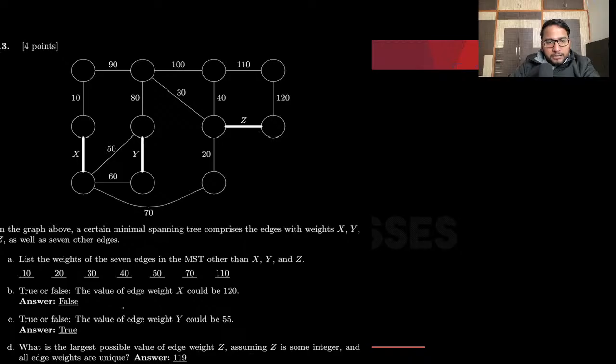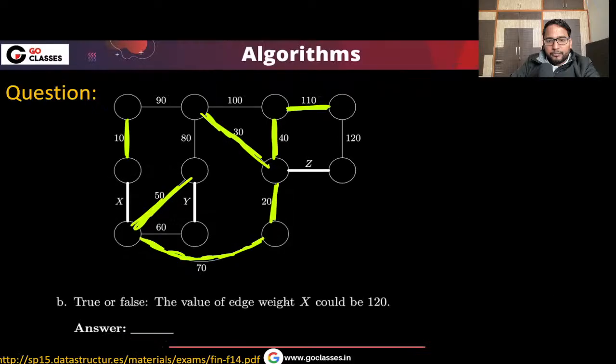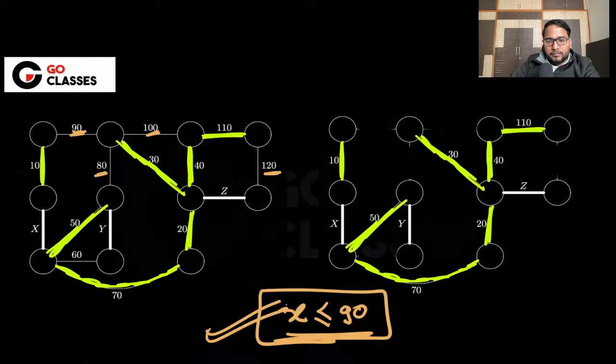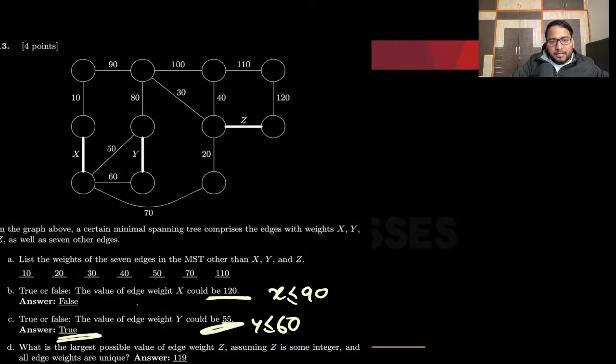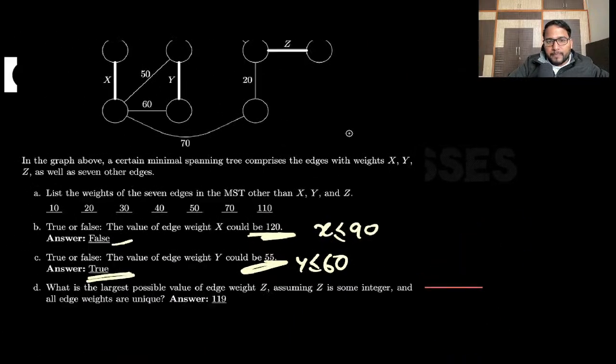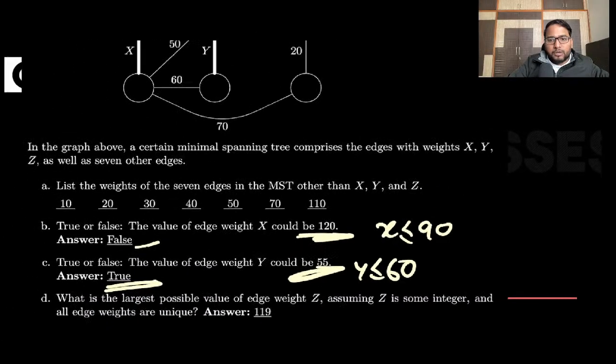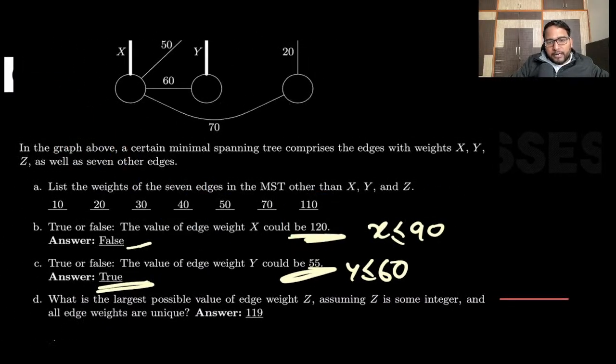So see here, this was false. Why? Because the maximum value of X, we have found out, is 90. So X is less than or equal to 90. Y is less than or equal to 60, right? So this 55 is true. X can be 120? This is false. And the largest possible value, as it is written here, is 119, right? It is 119 only. Let me know if you have understood this.